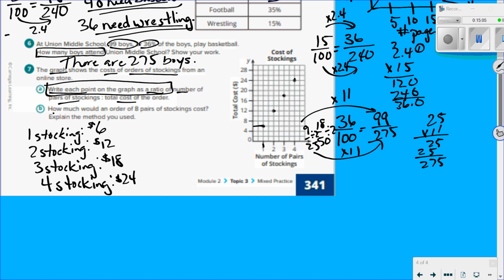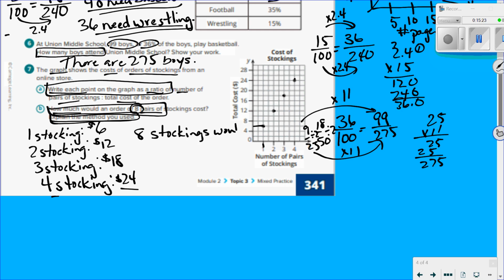And then, how much would an order of 8 pairs of stockings cost? Explain the method. So we got 2 parts. How would it cost? Explain my method. For me, I'm just going to double the 4 to get to 8. So 8 stockings would cost $48. I just doubled from 4 pairs and $24. Any questions on the first page?